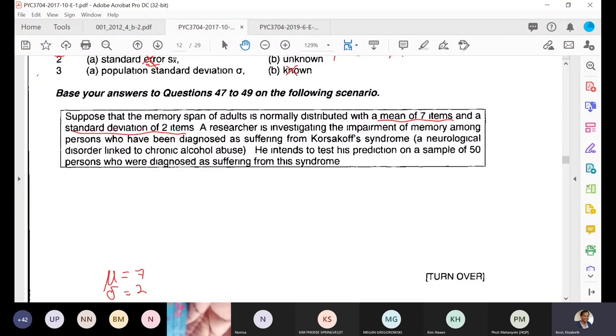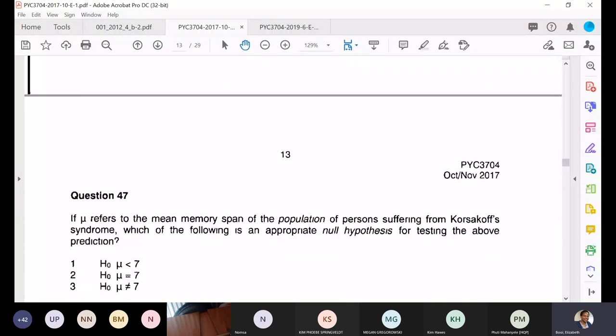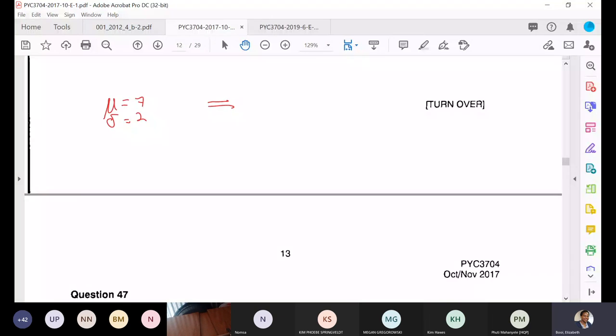And the researcher is investigating the impairment of memory among the persons who have been diagnosed as suffering from this syndrome. He intends to use this test to predict on a sample of 50 persons. So we need to also think in our mind that they don't say anything about one being bigger than the other, or that he thinks something is greater than or less than anything like that. So we're going to assume here a two-tailed test, which is equal. So let's go answer the question based on the information that we've gathered.